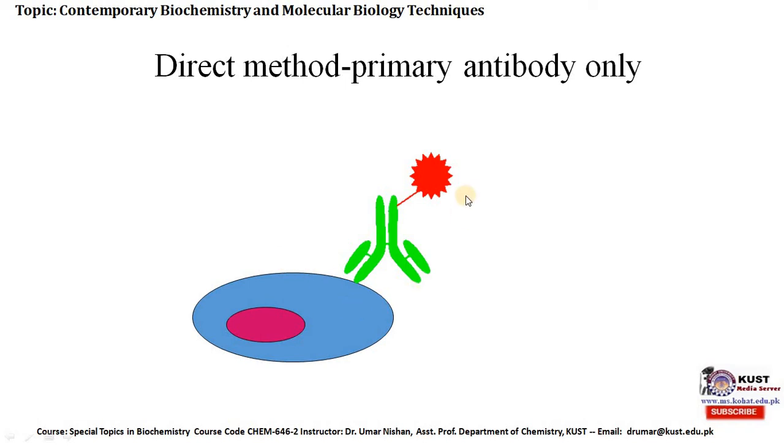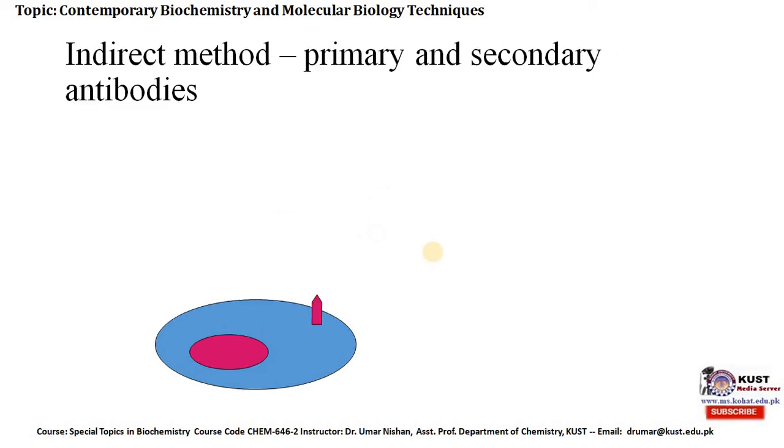one can visualize the antigen by this method, and we are able to see if the antigen is present or not. But in the majority of cases, the indirect method is used. In the indirect method, we use both primary and secondary antibodies.